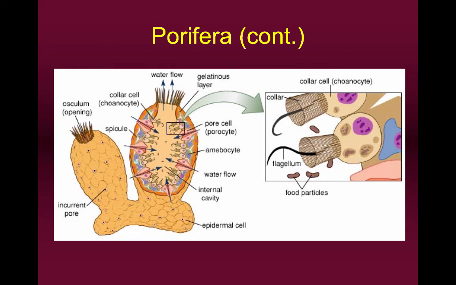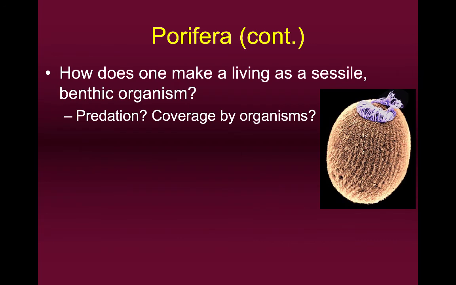Again, ostia, collar cells, osculum, three layers: mesohyl, epithelium, collar cells. Just reviewing some of the structures we've seen so far. Now, one of the things you might consider a problem for a sponge is, number one, being grown over by other organisms, because they're not especially active when it comes to fighting off competition.